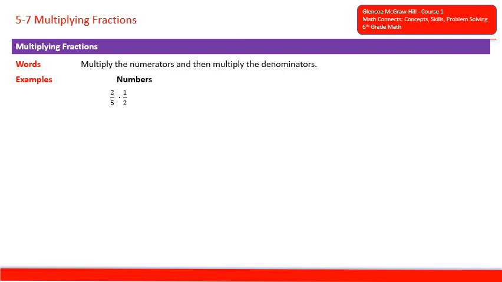An example in numbers is 2/5 times 1/2, which would be the same as 2 times 1 over 5 times 2. And in algebra, a over b times c over d equals a times c over b times d, where b and d are not 0, because remember, you cannot divide by 0. So if you have 0 in the denominator, it is undefined.